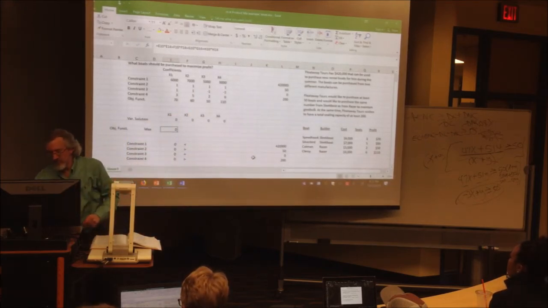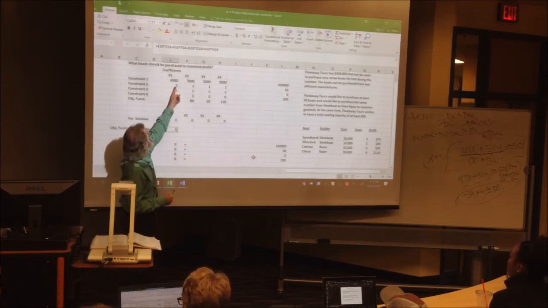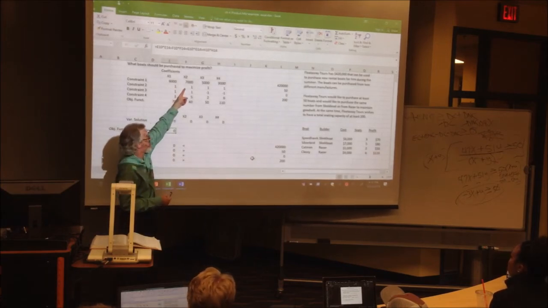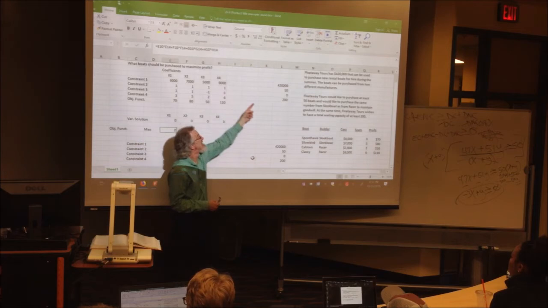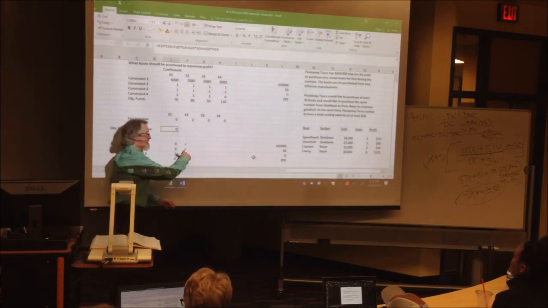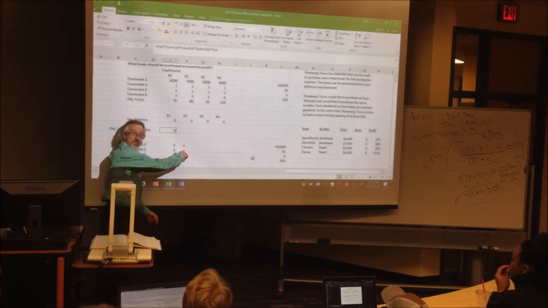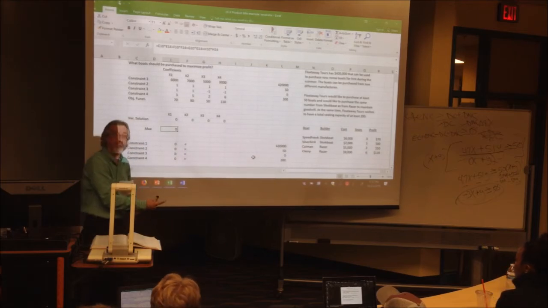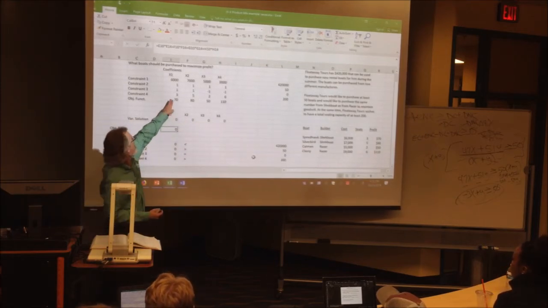50 boats. We want at least 50 boats. However many of this Speedhawk, how many Silverbirds, how many Catman, how many Classics have to be greater than or equal to 50 boats. So I'm going to spend all this money. And then we got a 0 there.